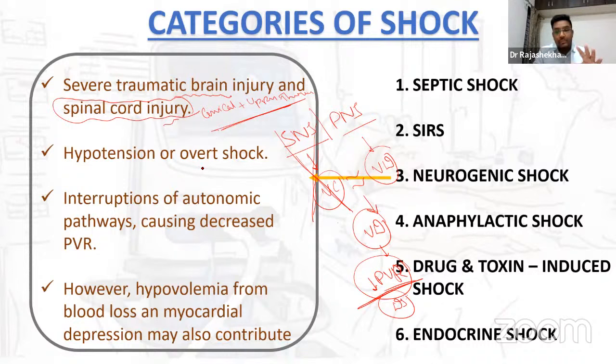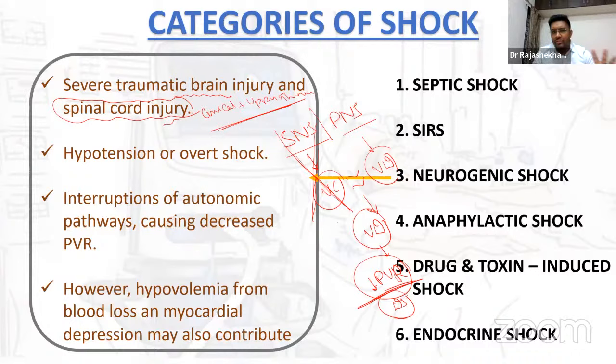Many of the times the patient comes to you with a sudden drop in the blood pressure. The blood pressure is 80 by 60. The patient does not have anything, but had a history of trauma. He fell off from the vehicle. You get MRI, everything is normal. Diffuse axonal injury is also not there, then you should suspect neurogenic type of shock.